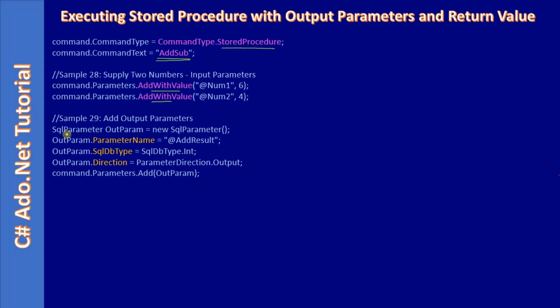Here we are explicitly creating a SqlParameter and we call it outParam. The parameter name is @addresult. So here we are mentioning the output parameter of the stored procedure. Then we specify the data type as integer, and the direction we specify as output. We already have two input parameters in the parameter collection. Now we make use of command.Parameters.Add, and we pack our output param here.